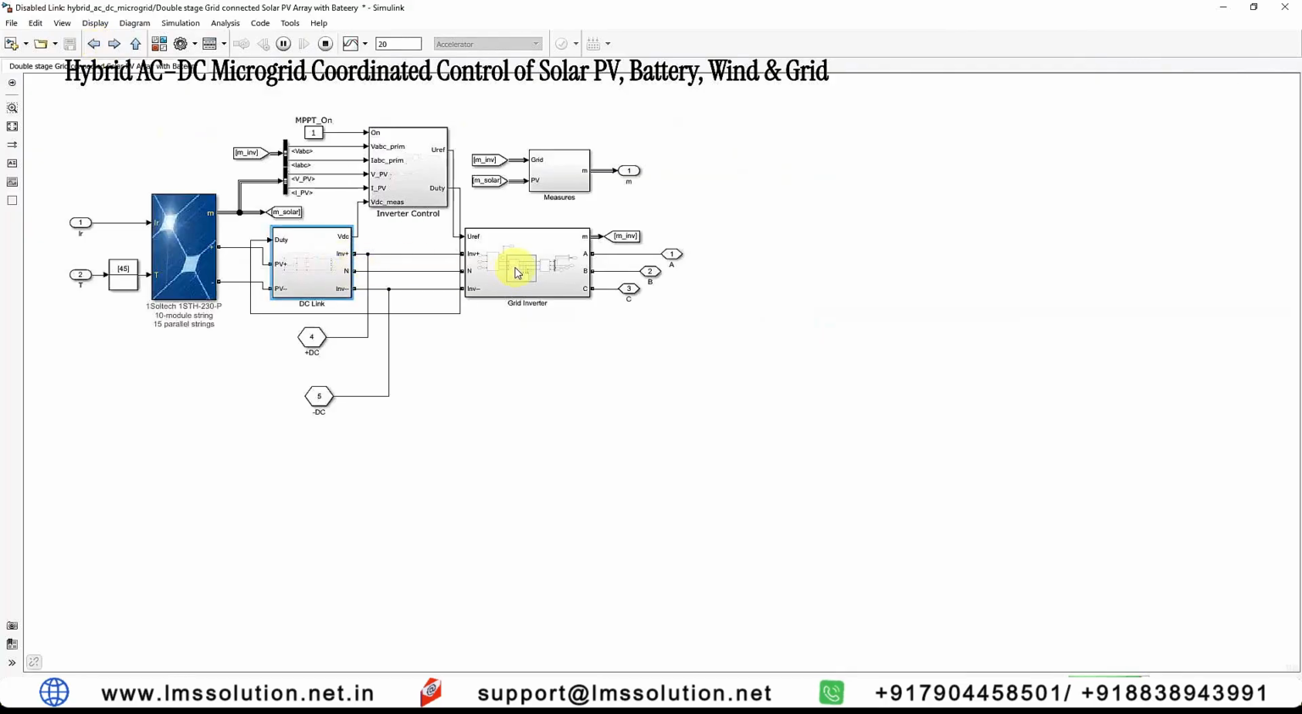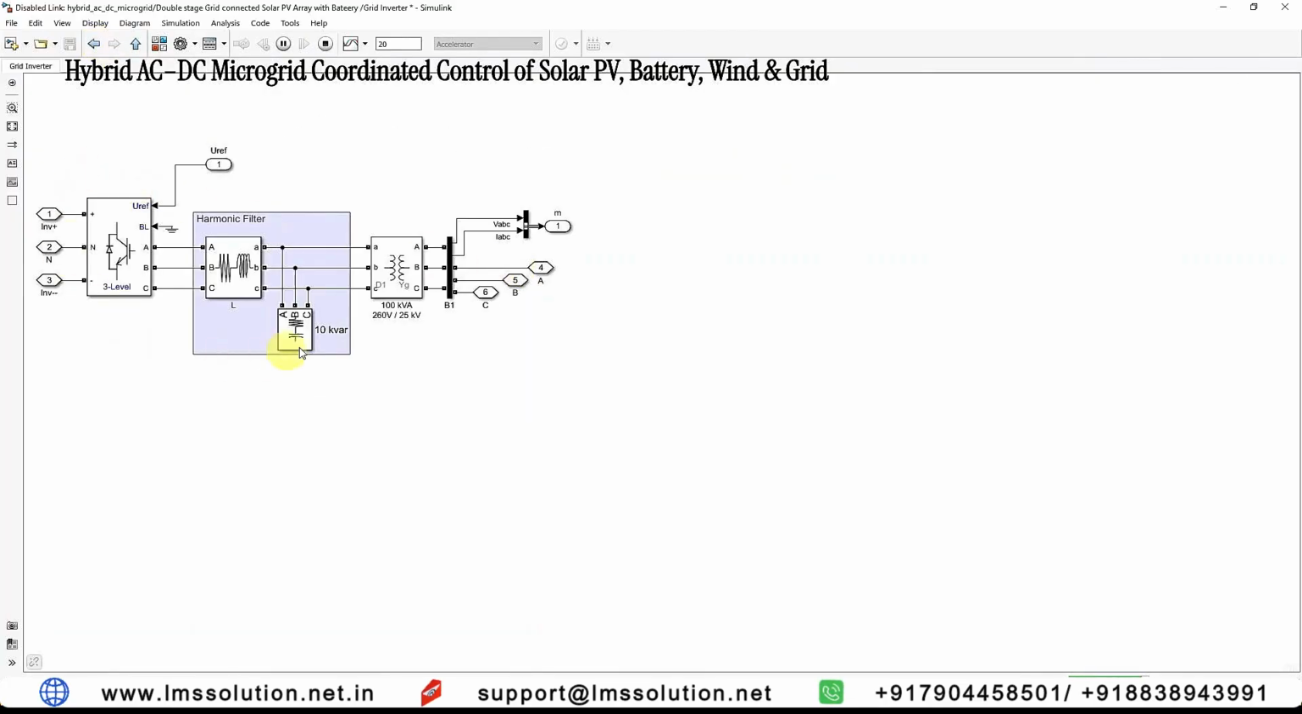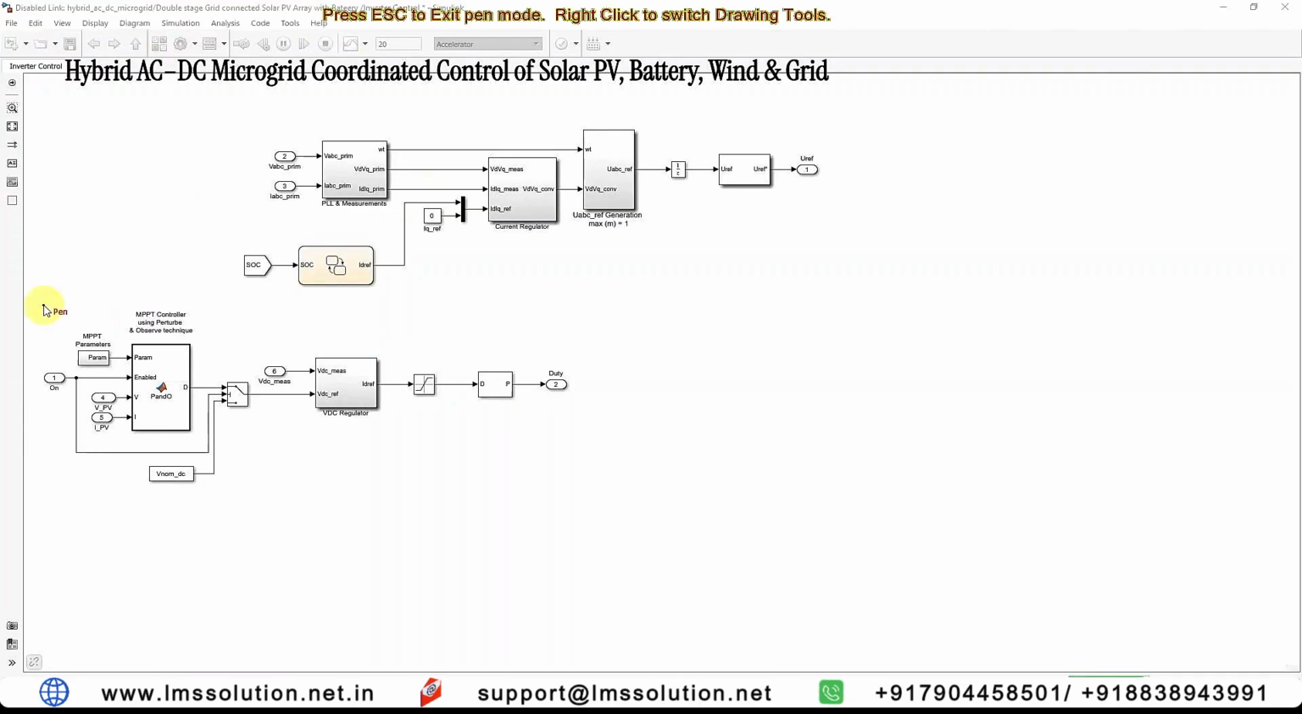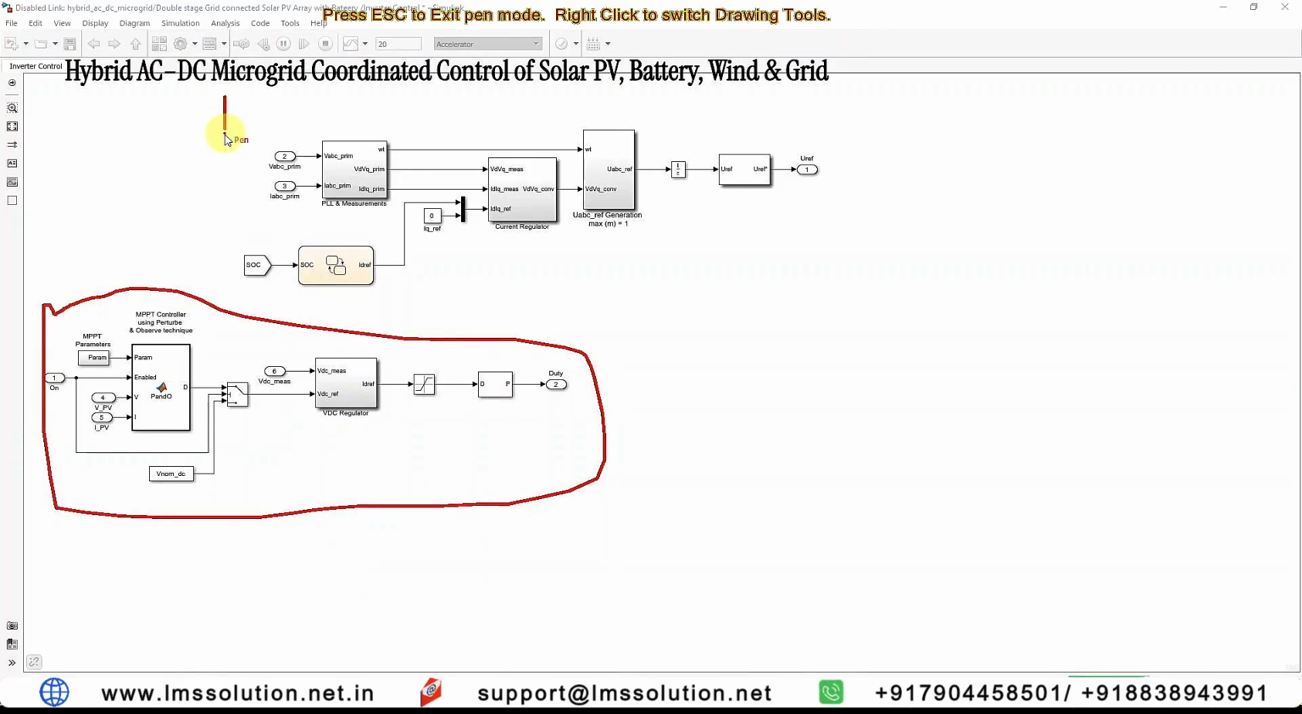After the boost converter, we are going to use a grid inverter, a 3-level grid inverter, connected to the DC grid via a harmonic filter and a transformer. And here we have the inverter as well as boost converter control. For controlling the boost converter, we are using the P&O MPPT algorithm. For controlling the inverter, we are using the DQ control method.